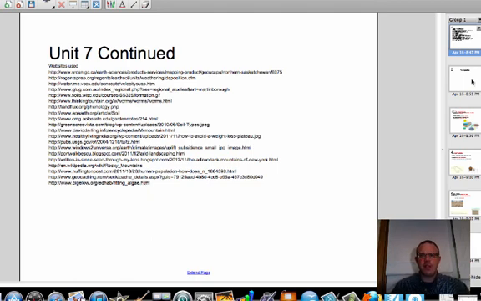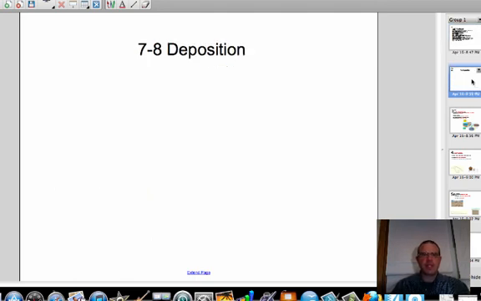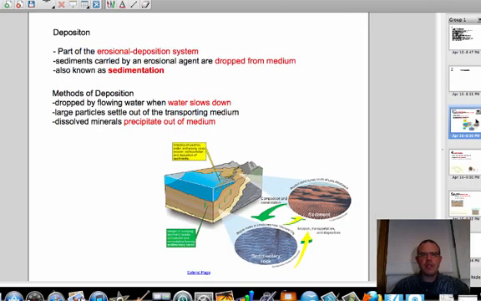Unit 7 continued. This is section 7.8, Deposition. So deposition is part of the erosional deposition process. We break down the rock through weathering, and then we transport and put the rock down in another place. So those sediments are carried in different types of medium, and the word medium refers to what is doing the carrying, whether it's a glacier, the wind, or water that's moving it. So when we deposit those particular sediments, it's also known as sedimentation.